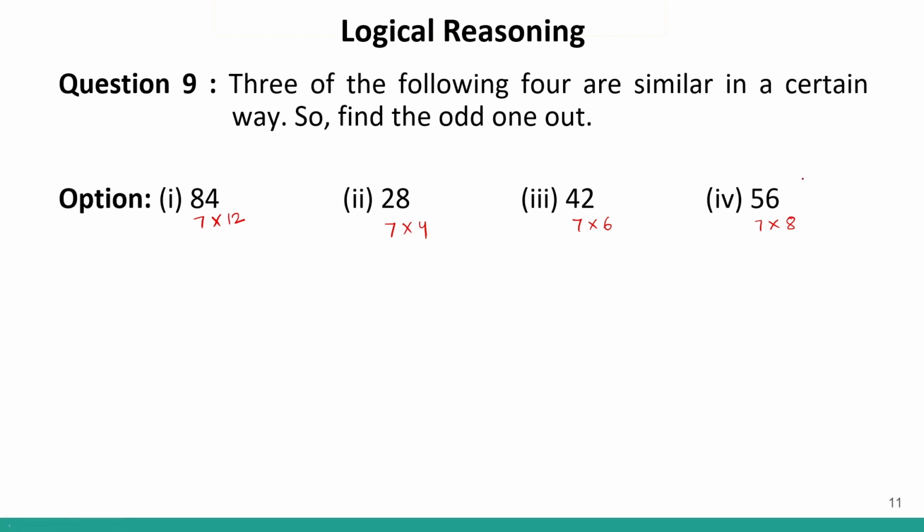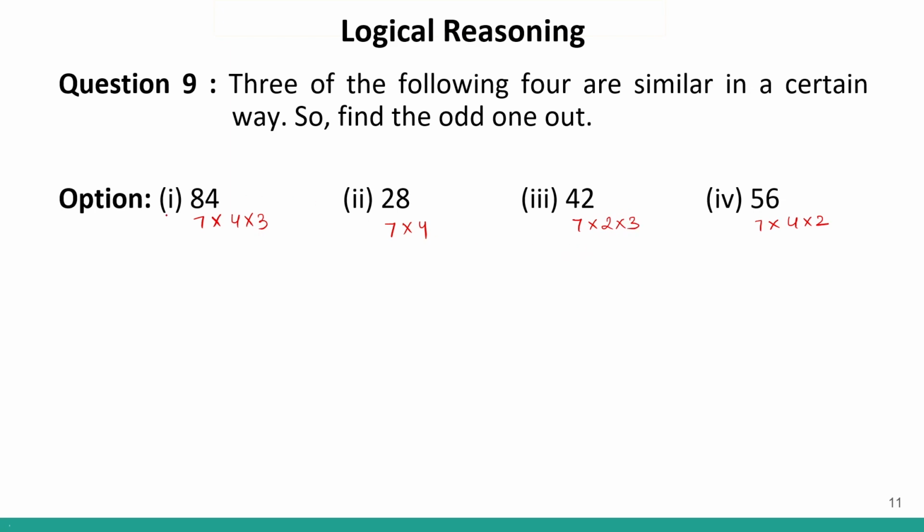Now, if I expand this 8, I can say this is 4 into 2. Correct? Similarly, if I expand this 12, I can say this is 4 into 3. So 84 is basically 7 into 4 into 3 and 56 is 7 into 4 into 2. 28 is 7 into 4 and 42 is 7 into 6. So even if I expand 6, I'll get 2 into 3.